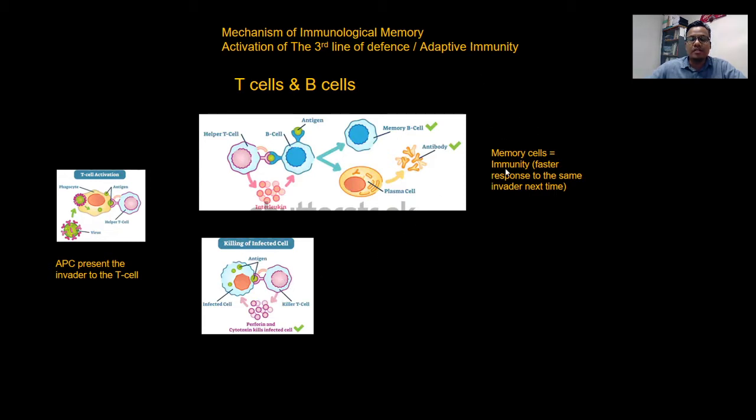So immunity evolves the memory cells, which is the type of cell that provides immunity. The advantage to us is that we can have a faster response to the same invader for the second time.